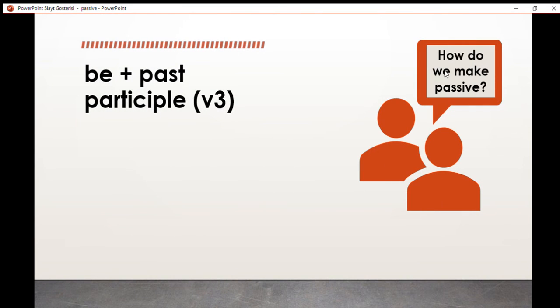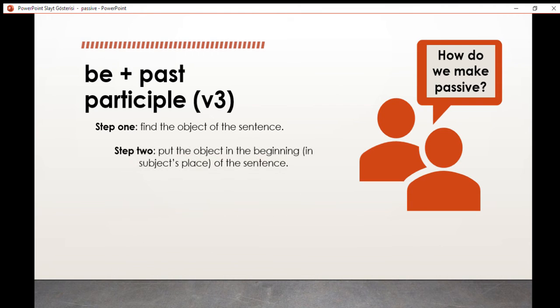So, how do we make sentences passive? We use be and we use past participle, meaning the third form of the verb. And we talked about be in detail in the previous video. So, let's see, how do we make sentences passive? Step 1, we find the object of the sentence. Step 2, we put the object in the beginning of the sentence.